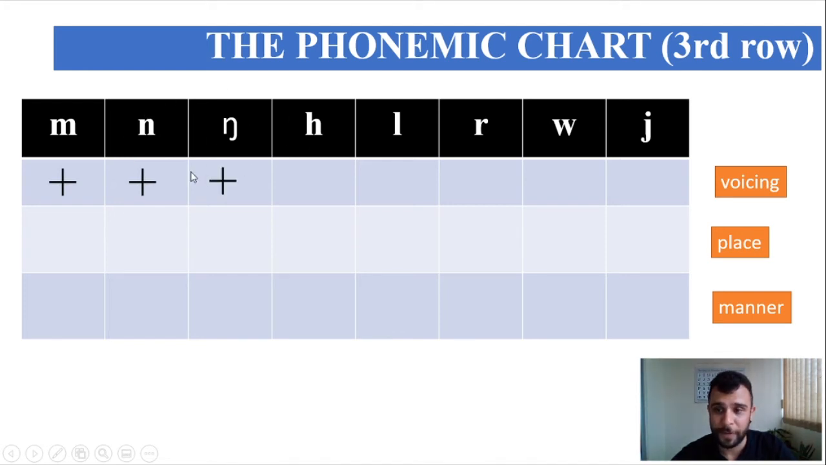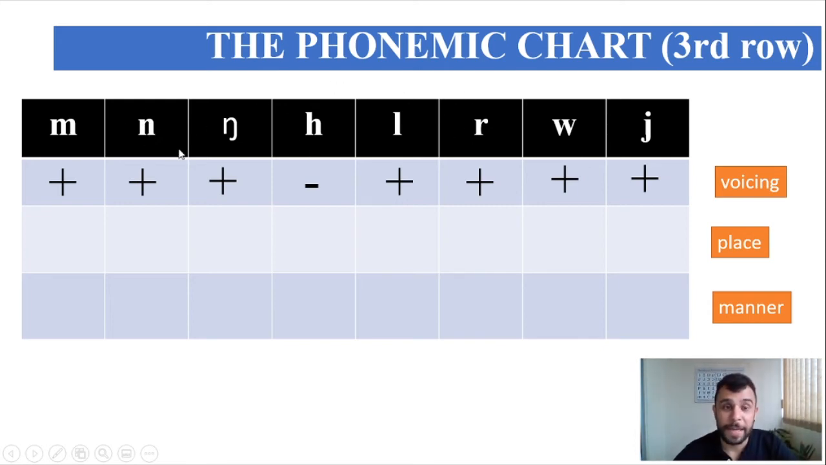Your vocal folds vibrate. Then you will have the only glottal phoneme in English, ha. Then you have the approximants, and both of them are voiced, la and ra. And then you will have the semi-vowels, wa and ya. So one group here, another group isolated, and another group.